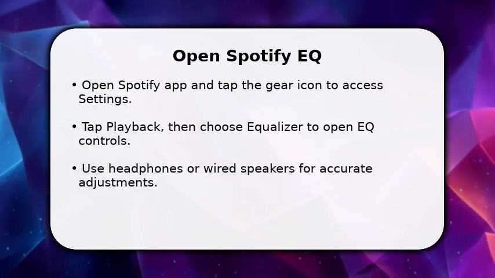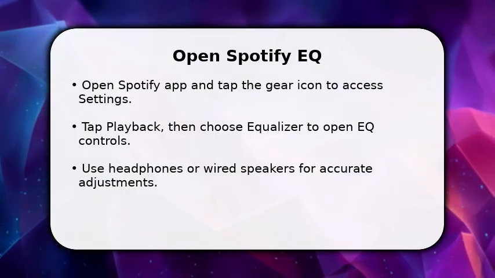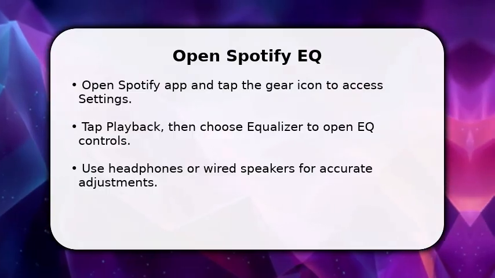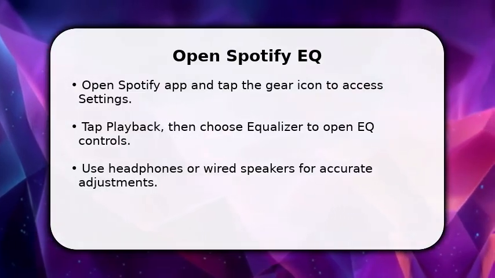You'll start inside the Spotify app. Open it, and tap the gear icon to reach settings. Once done, tap Playback and then Equalizer. Spotify opens the EQ control panel.